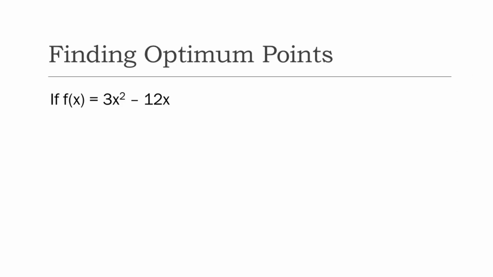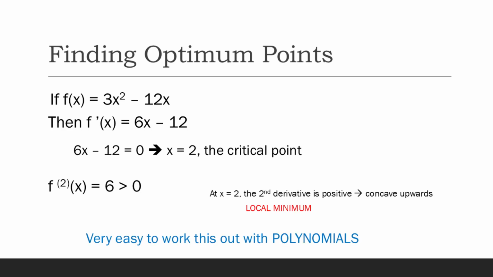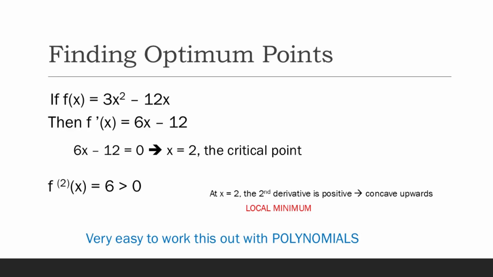Let's say we're given f of x equals 3x squared minus 12x. Then f prime of x is equal to 6x minus 12, so x equals 2 is the critical point. And f double prime of x is just equal to 6, a constant. Therefore, at x equals 2, the second derivative is positive. This says that the curve is concave upwards, and therefore this implies that at x equals 2, the critical point, we're dealing with a local minimum. And you can see how very easy it is to work this out since this is a polynomial.